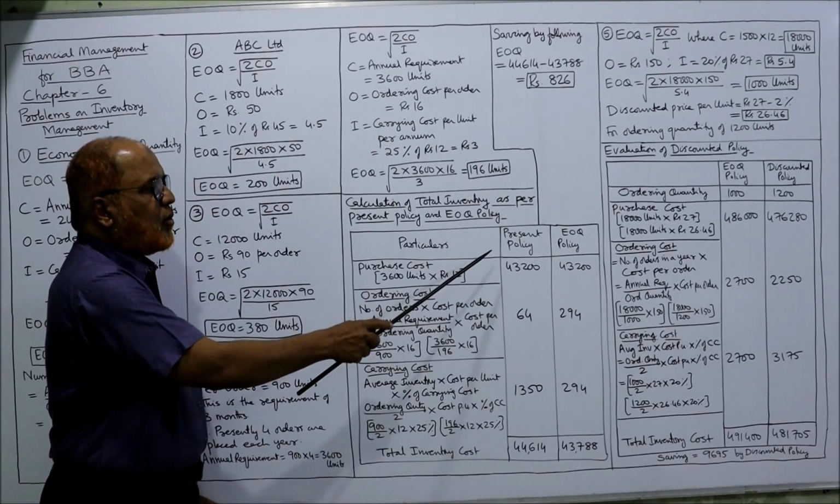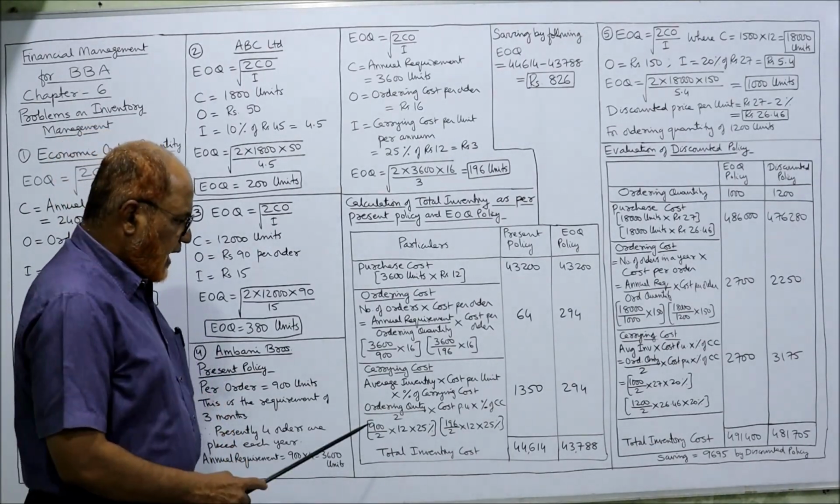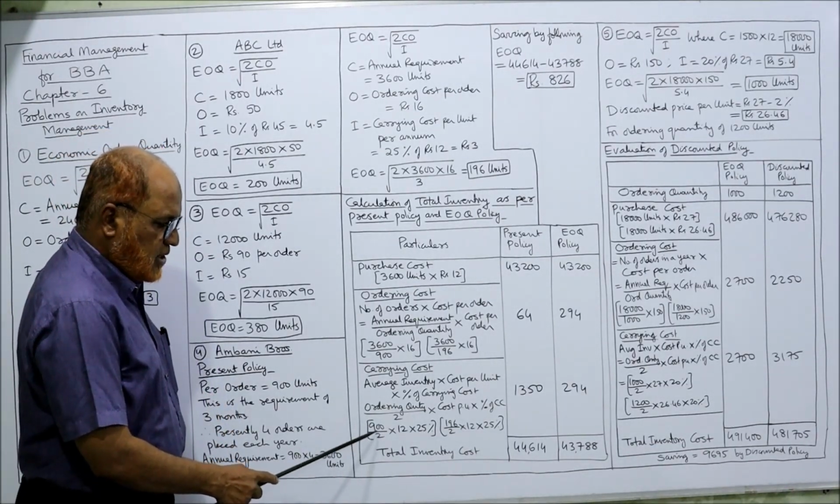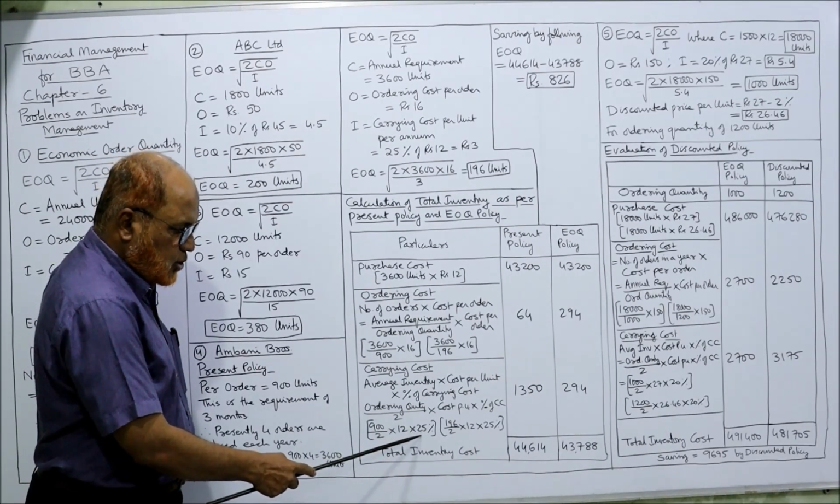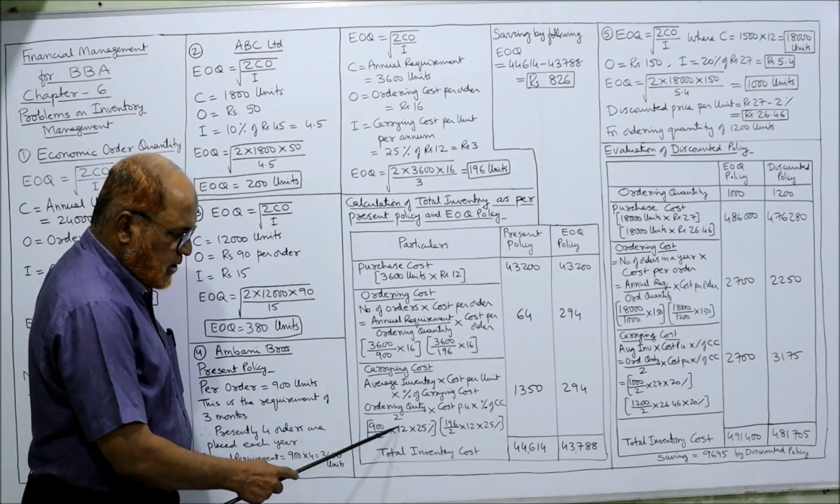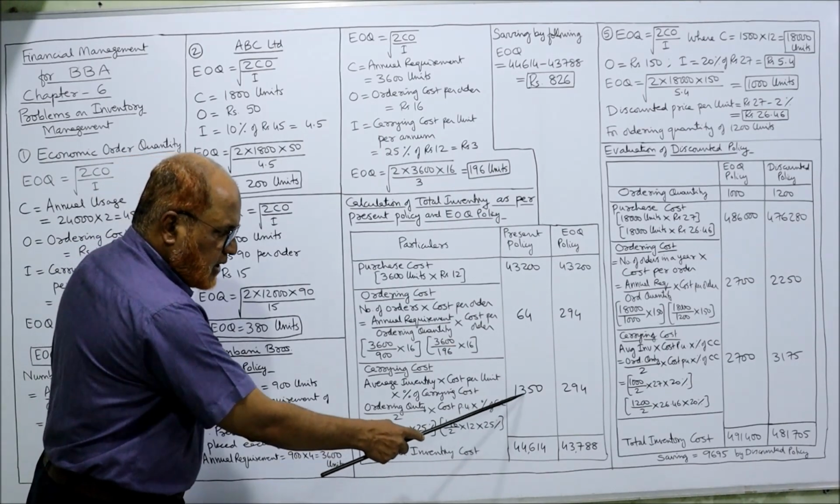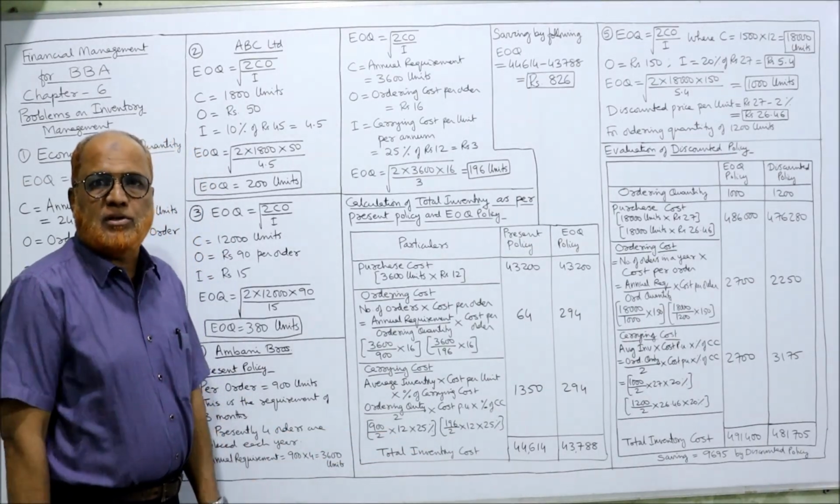So what is the ordering quantity in the present policy? 900 units. So 900 divided by 2, this will give you average inventory, into cost per unit 12 into 25%. So if you calculate 900 by 2 into 12 into 25%, you will get 1350. 1350 is the carrying cost in the present policy.